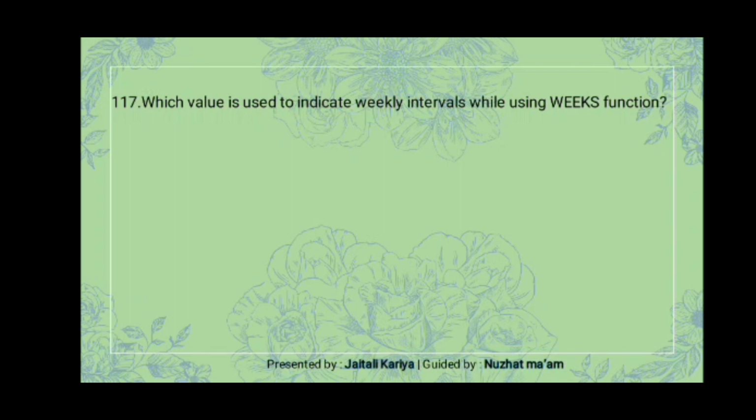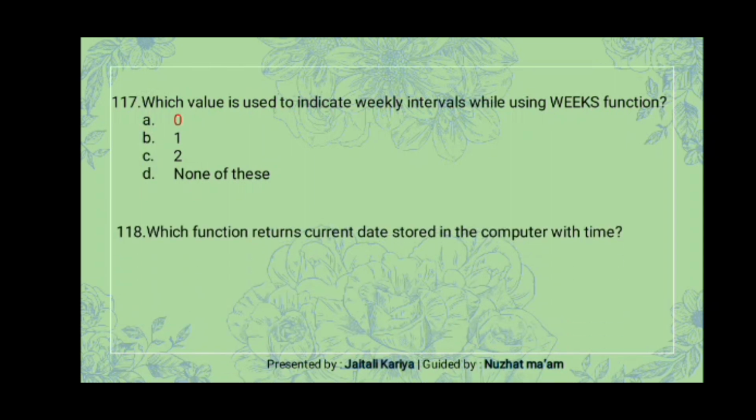117. Which value is used to indicate weekly intervals while using weeks function? A 0, B 1, C 2, and D, none of this. The correct answer is A, that is 0. 118. Which function returns current date stored in the computer with time? A now, B date, C current, and D time. The correct answer is A, that is now.